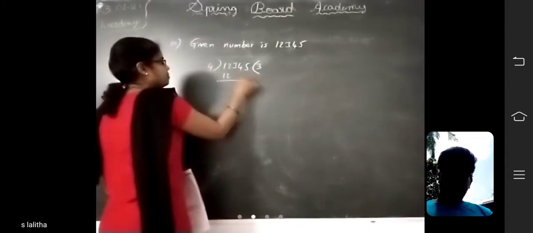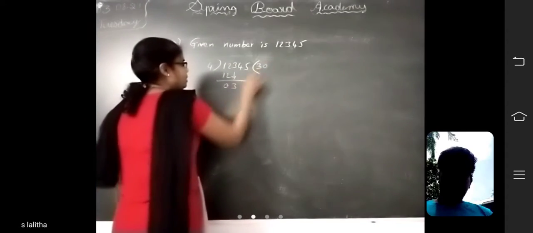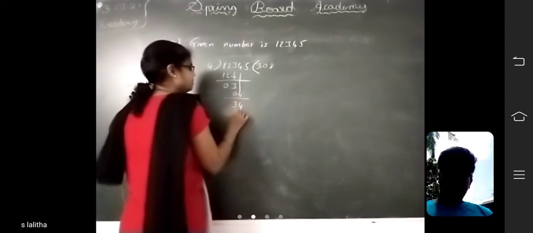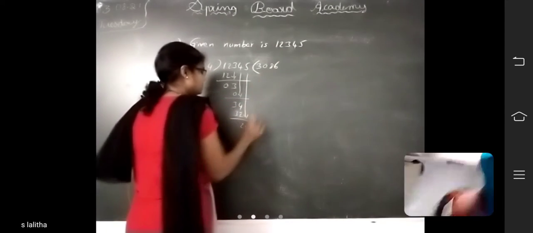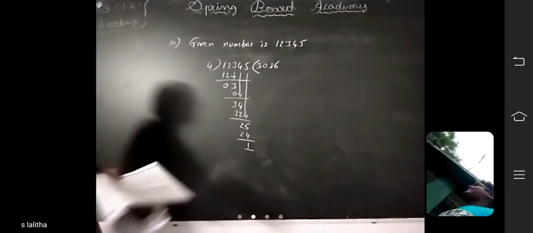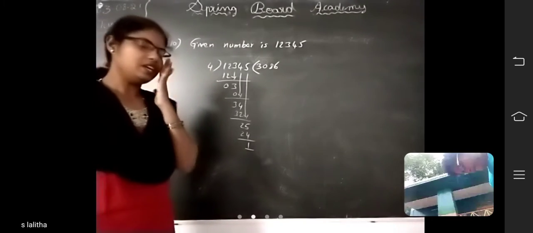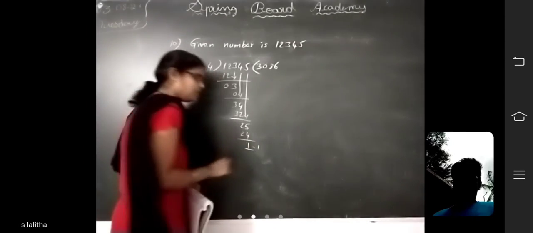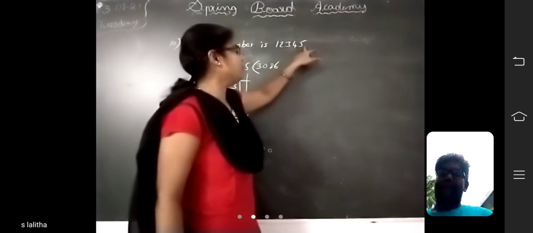4 threes are 12, remainder 0, bring down 3. 0 times. 4 fours are 16... 4 eights are 32, 2 is the remainder, bring down 5, 4 sixes are 24, so 1 is the remainder. So which is the nearest number that is divisible by 4? Here the remainder is 1, so you have to subtract 1 and we will get remainder 0. Like that you should subtract 1 here.